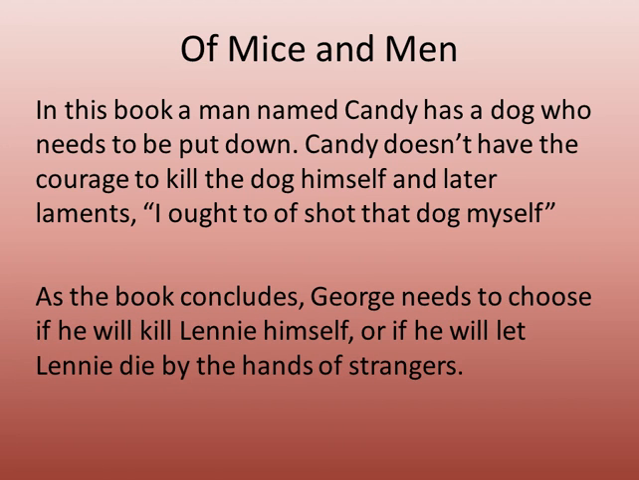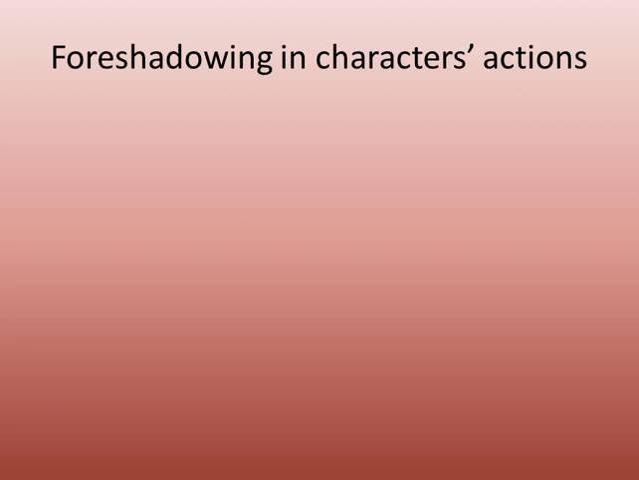As the book is concluding, George, one of the characters, needs to choose if he will kill Lenny himself or if he will let Lenny die by the hands of strangers. So he has that decision to make that parallels the decision Candy made earlier on in the book. Again, a great book. There's hints of things to come all throughout this book. It's a wonderful example of foreshadowing, and it helps build up the suspense in the book.